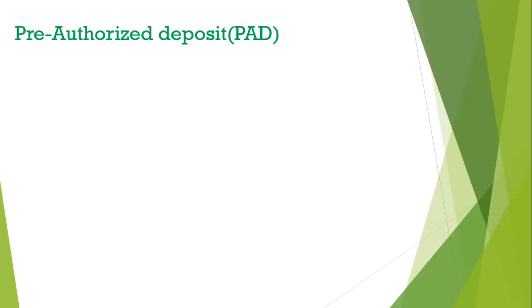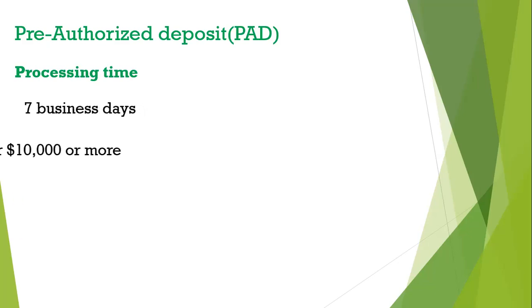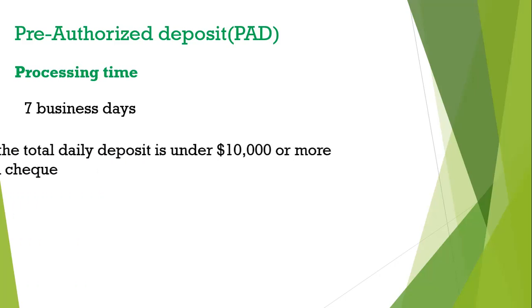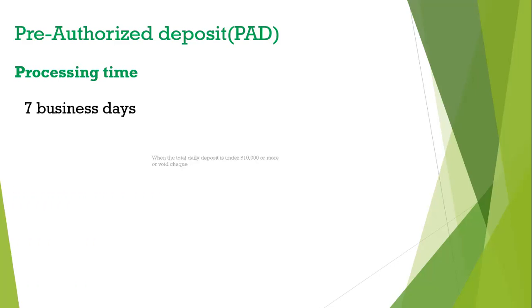The processing time also increases based on the amount. So if you are sending money through pre-authorized deposit, and you're sending more than 10,000, what happens to the processing time? It lengthens. It becomes more because they want to verify more. Is this your money? Why are you sending it, and all this stuff? So that one takes 7 business days, which is about a week and 2 days to process.